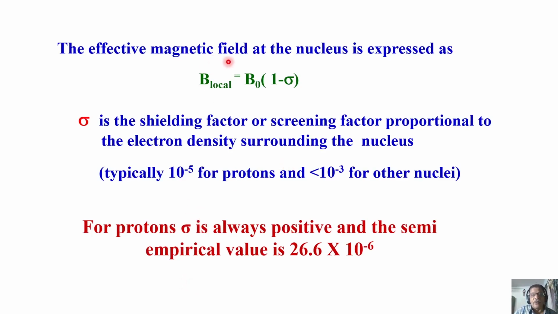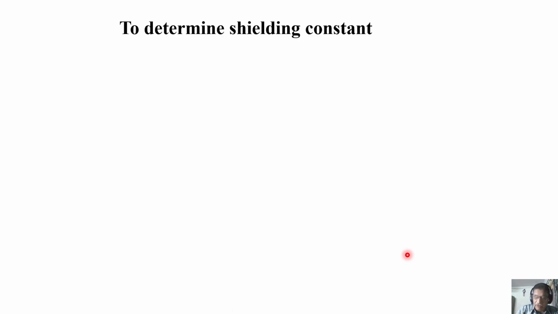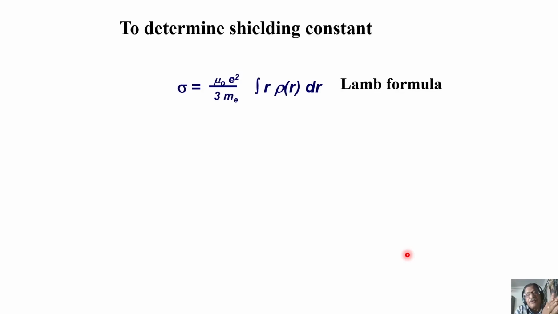Please remember, for protons the screening constant or the shielding factor is always positive, and the semi-empirical value is 26.6 into 10 to the power of minus 6. This is the semi-empirical value. I'm just quoting without going into the details of how we calculate this. Okay. Now, to determine the shielding constant, we also use a formula. You may ask me a question, how did I get this 26? I said I don't want to go into the theory. I simply give you one formula. This is called Lamb's formula, the formula given by Lamb.